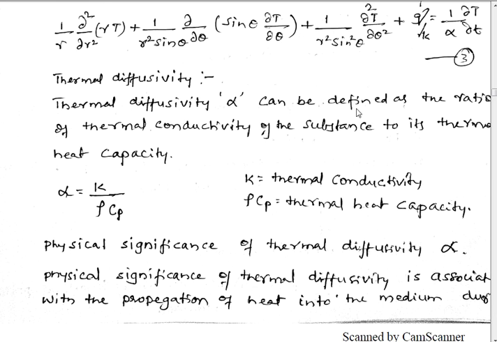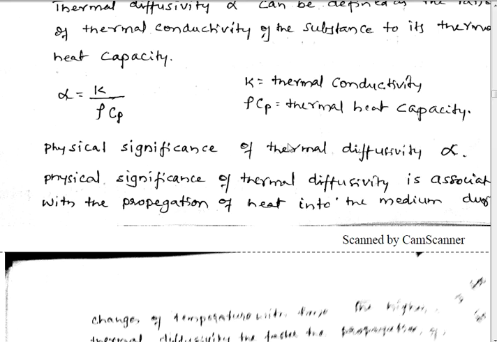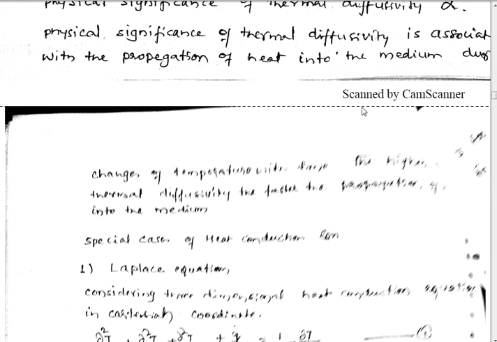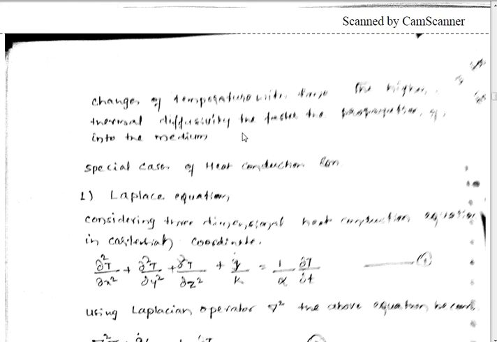The thermal diffusivity is defined here as the ratio of thermal conductivity to its thermal heat capacity. The physical significance of thermal diffusivity is that it is associated with the propagation of heat into the medium. How much heat will propagate or diffuse into the material is determined from this thermal diffusivity.